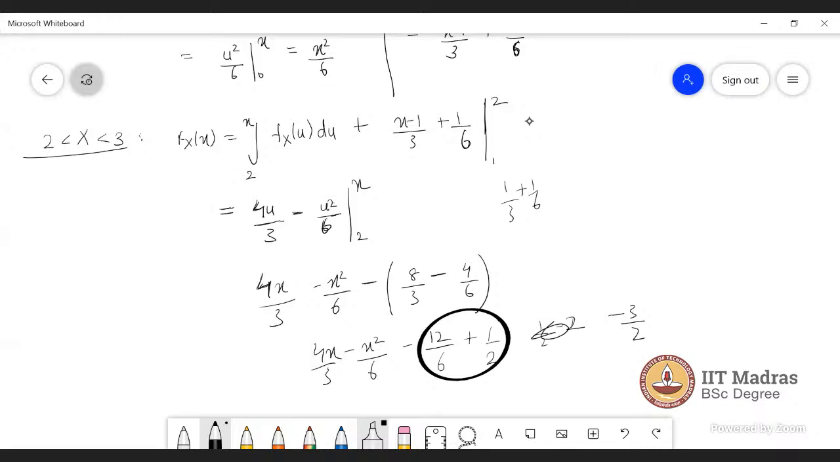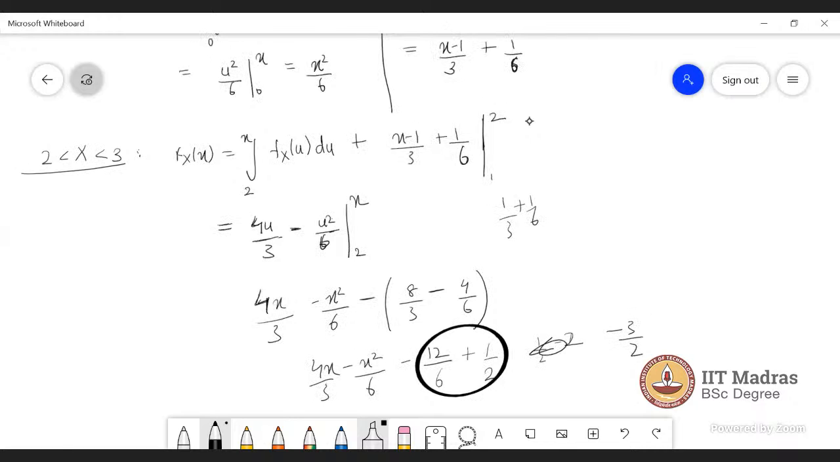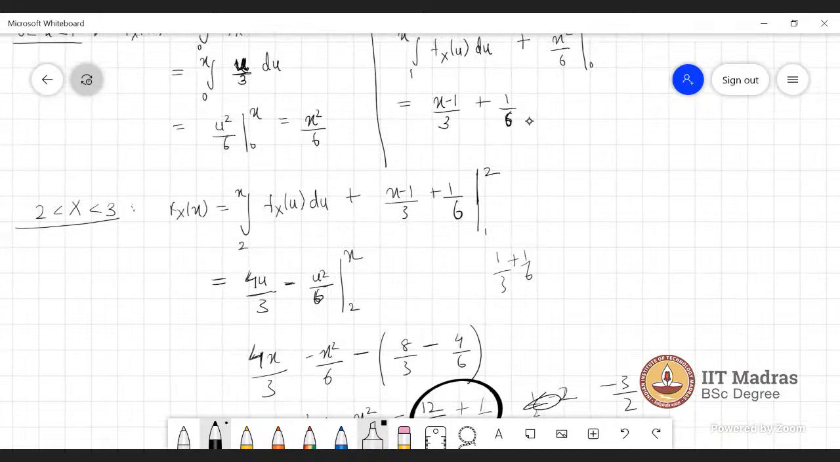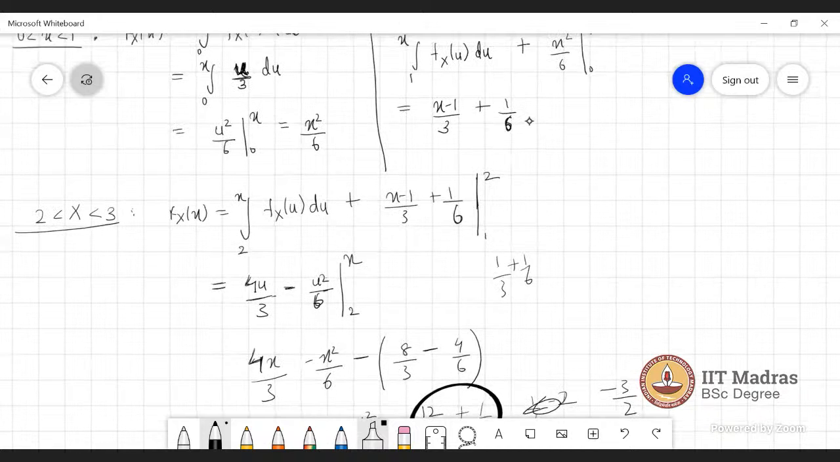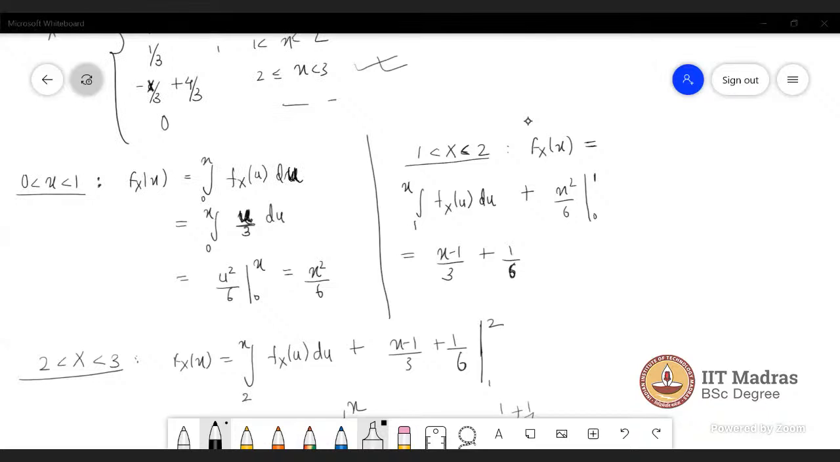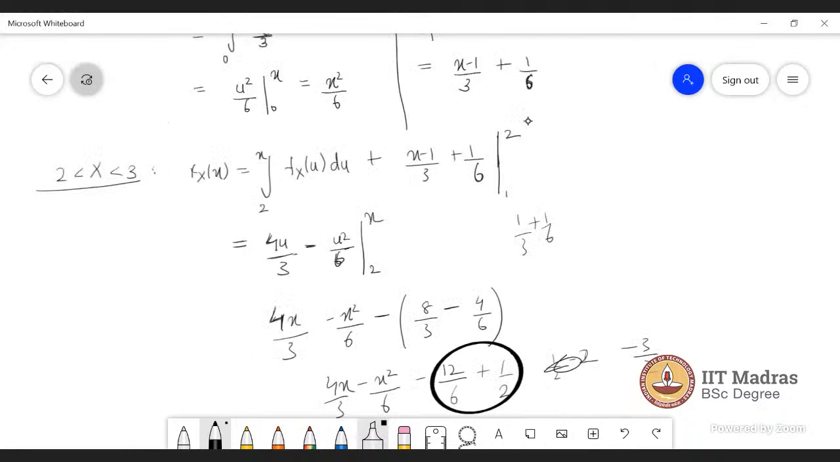So you just have to integrate for this interval 2 to 3, and then you have to add the CDF for the previous intervals. Okay, so I hope the idea is clear.